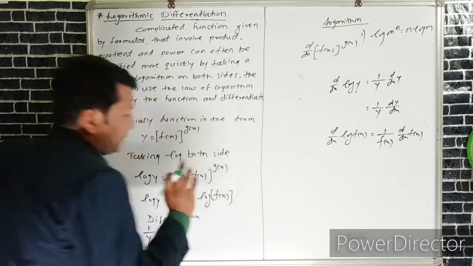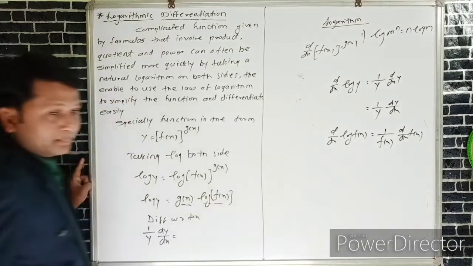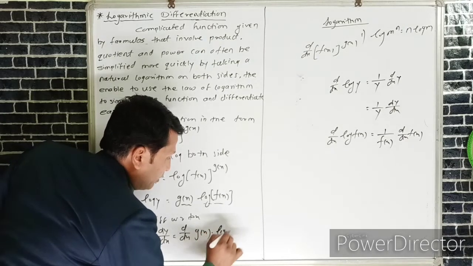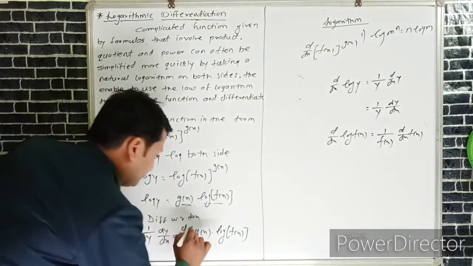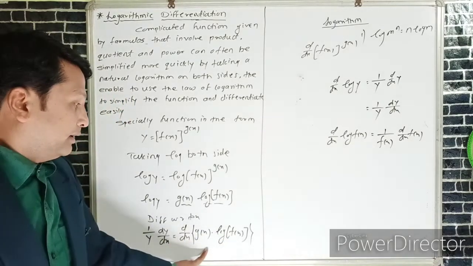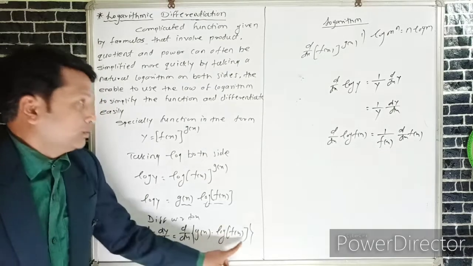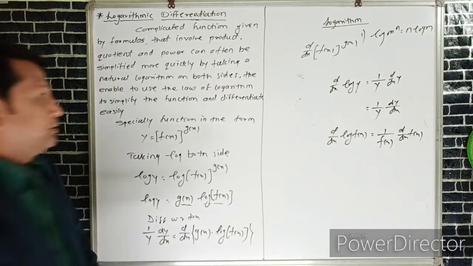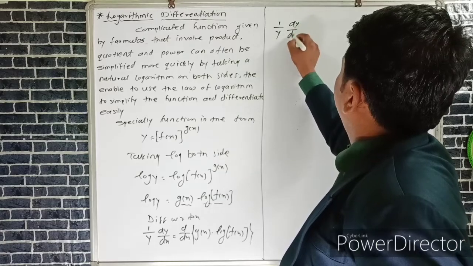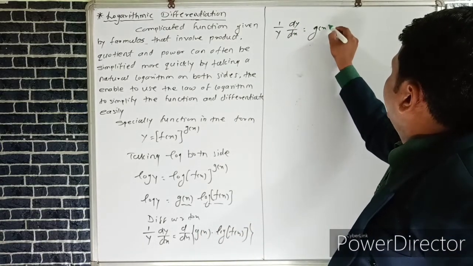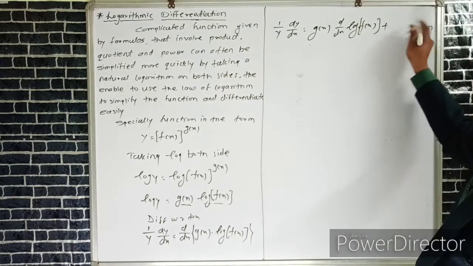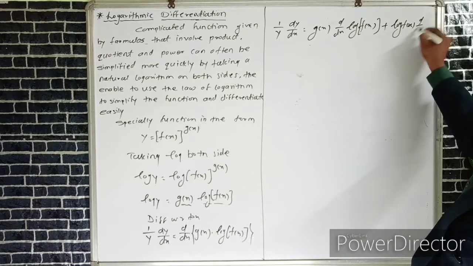Here, g of x and log of f of x are two functions and both are in multiple form. If we take the derivative of g of x and log of f of x, then we can use the product rule, the rule for derivative of u into v. By using it, we can take the derivative of g of x into log of f of x. If we differentiate the given function, we can write 1 upon y dy upon dx equals g of x into the derivative of log of f of x plus log of f of x into the derivative of g of x.